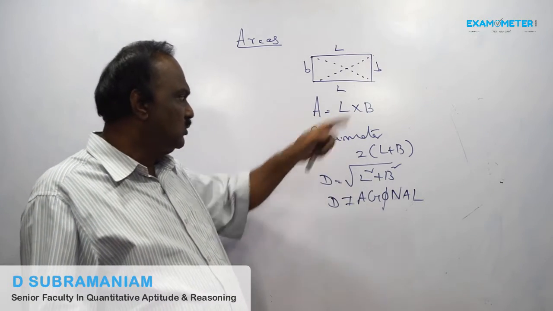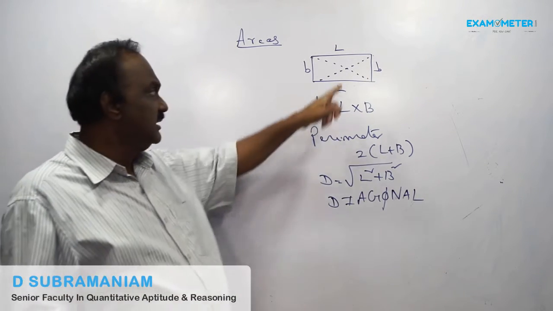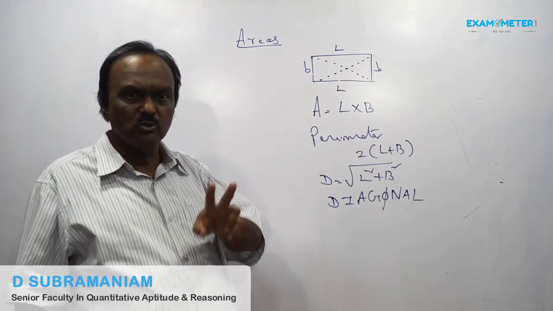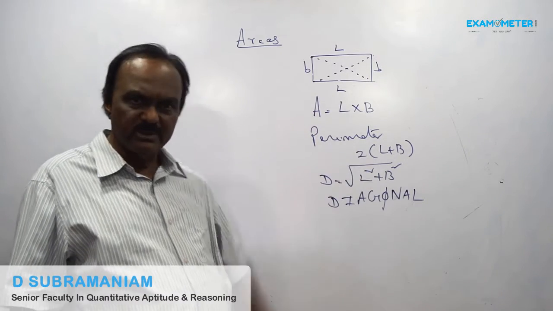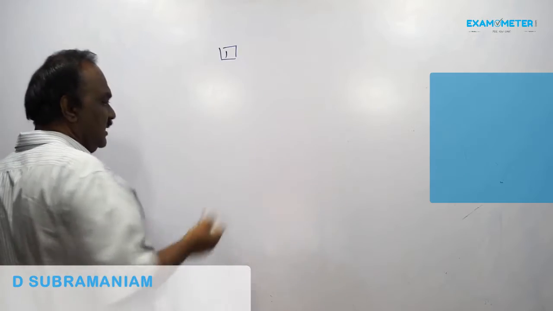Area is equal to length into breadth. Perimeter, what is perimeter? These two lengths, these two breadths. Two lengths, two breadths are there. So we will take 2 common out into L plus B. Diagonal is equal to root of L square plus B square.